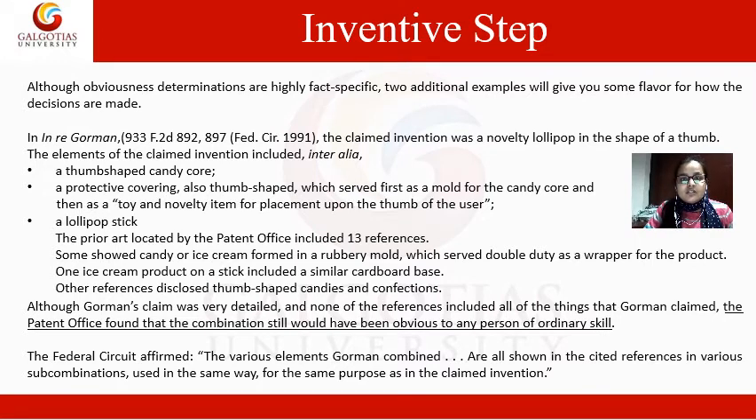One ice cream product on a stick included a similar cardboard base. Other references disclosed thumb-shaped candies and confections in the market. So although no single reference contained all the elements, these points were discussed and were there in the patent application. The various elements were combined by the government, all used in the same way for the same purpose as the claimed invention. So here this was not considered to be a valid invention.